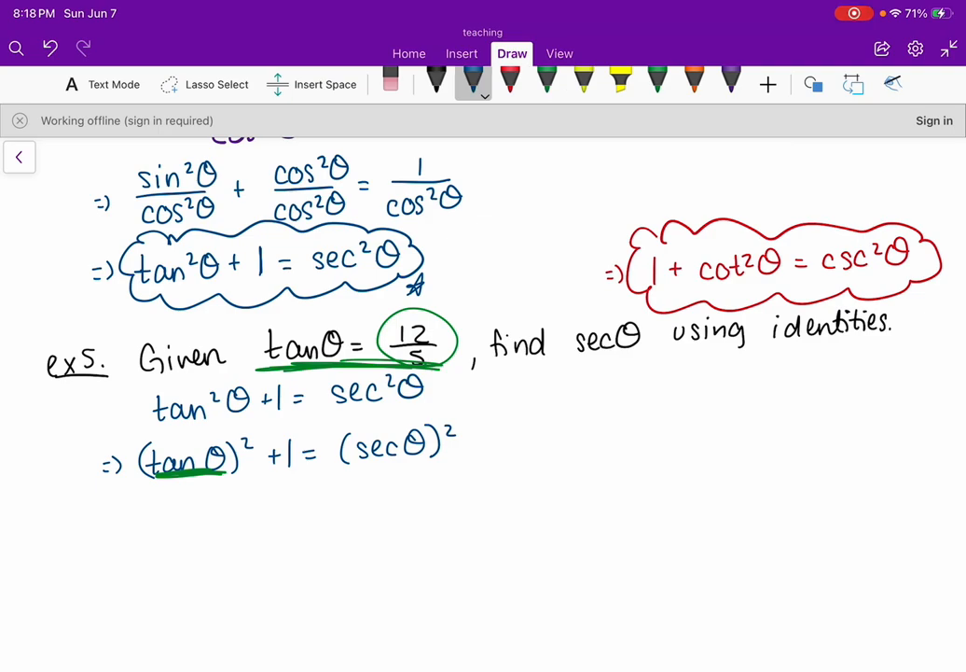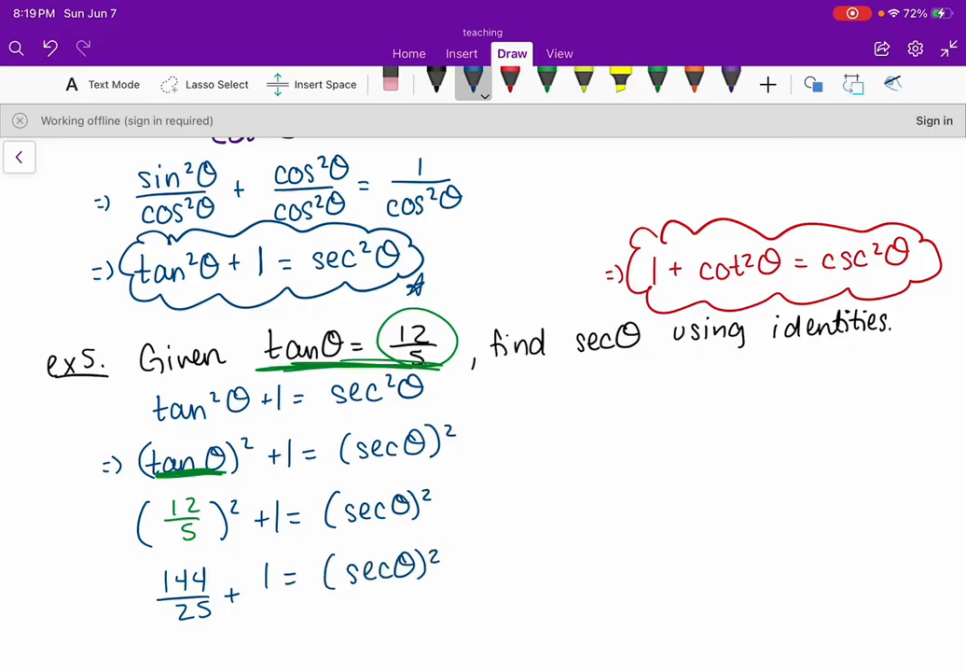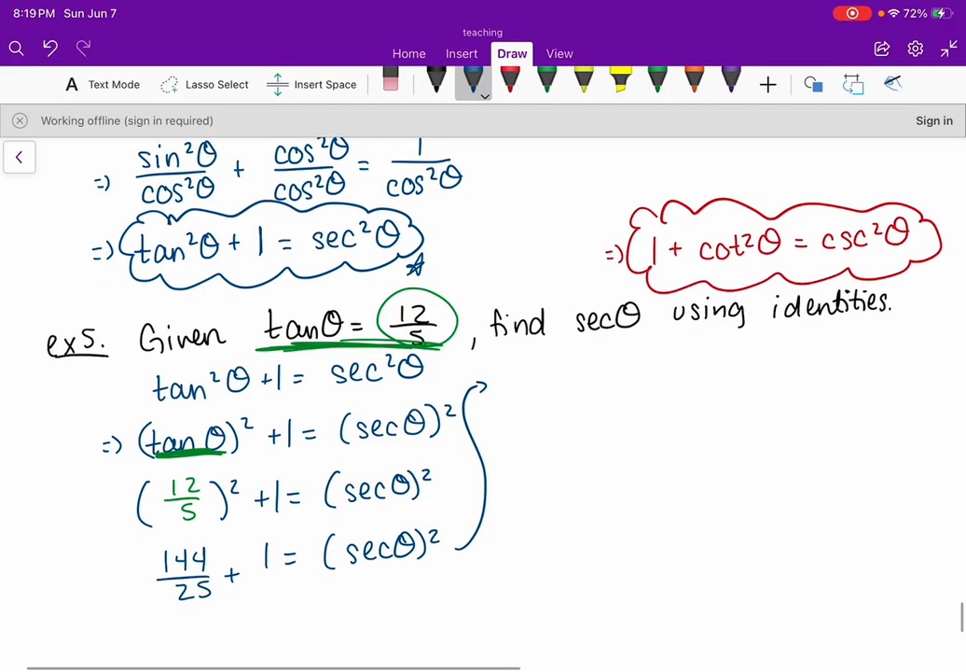So if I plug that in here, I get 12 over 5 squared plus 1 equals secant theta squared. Now we're going to simplify, so I get 144 over 25 plus 1 equals secant theta squared. I'll come over here so I don't have to scroll down too much. Remember, anytime you want to add fractions, 1 can be written over 1. Anything can be written over 1 if it isn't a fraction. And I want common denominators, so I'll multiply this by 25 over 25.